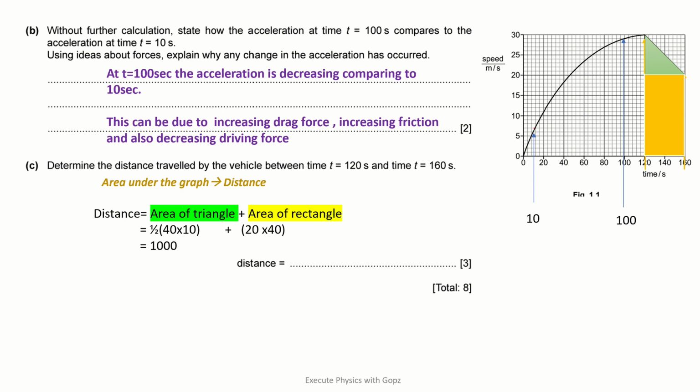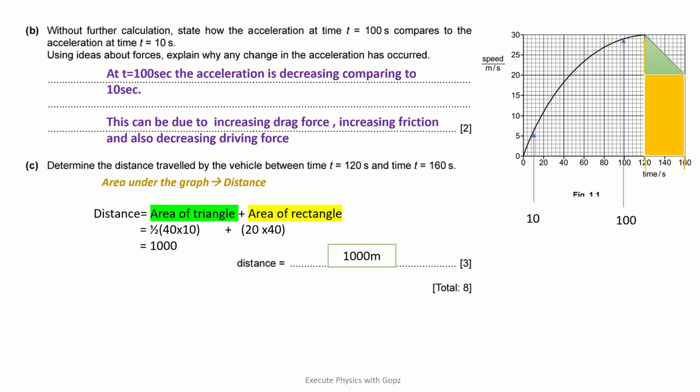In this graph, the area of a triangle added to the area of the rectangle will give you the distance. So you know the relation for a triangle. How will you find its area? It's half base times height. Half times the base, which is 160 minus 120, that would be 40, multiplied by the height. Height is 30 minus 20, that is 10. So half times 40 times 10. And what about the area of the rectangle? It is length into breadth. What is the length? 0 to 20, right? So 20 multiplied by again 40. So the answer is 1000 meters.